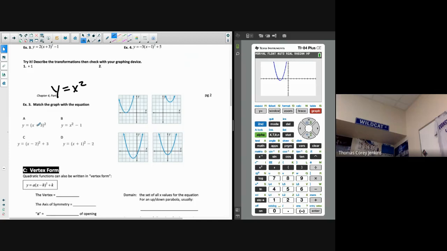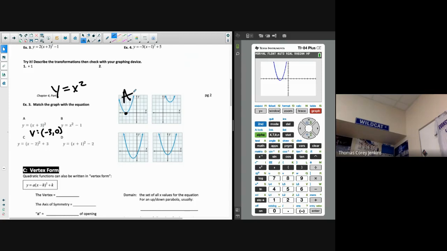In parentheses means we're going to move left or right. Remember, the left or right is always counterintuitive. So the initial thought is probably right 3, but that's actually left 3. So this would put my vertex at -3, 0, which is right there. So that one is going to be A.